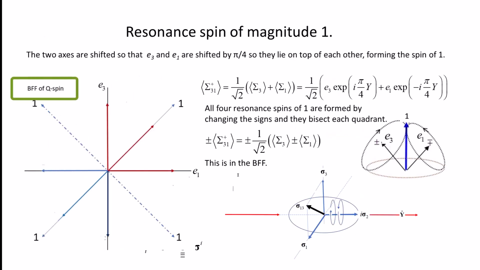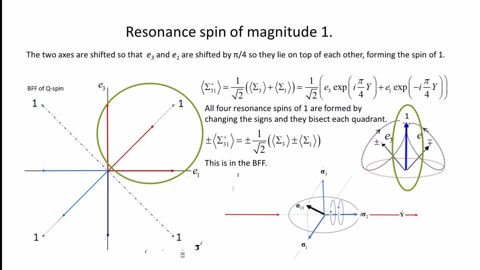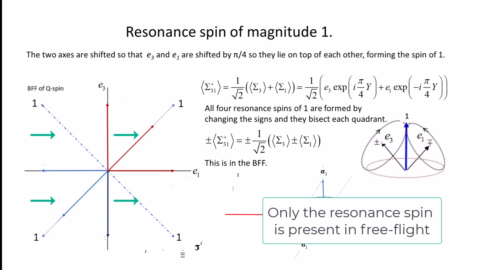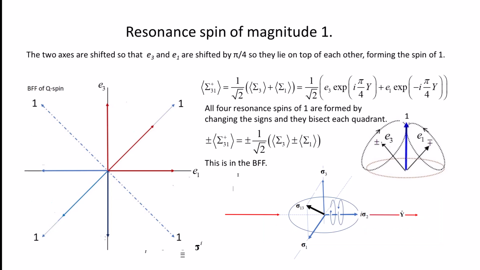Look at this from the body-fixed frame and note that the resonant spin of 1 has two parts that are shifted by pi over 4. E3 is rotated to the right by pi over 4 and E1 to the left, so they lie on top of each other and form the spin of 1. If the signs of the resonant spin are permuted, we get 4 possible resonant spins as the bisectors of the body-fixed frame. In free flight, only the resonant spin is present. The two axes are superposed.